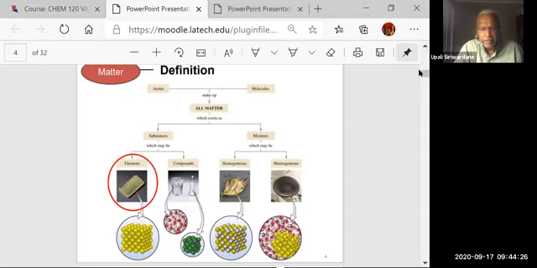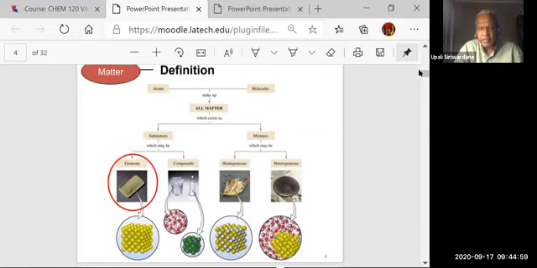Even compounds have certain characteristics. Water has a melting point and boiling point. Mixtures, on the other hand, are different combinations of elements and compounds. Two different elements combine to make a mixture. They are not chemically bound. They are independent. Also, an element and a compound, or two different compounds, can make mixtures.